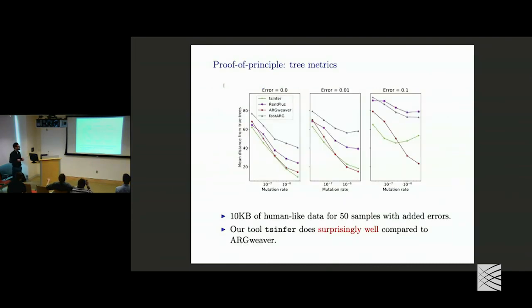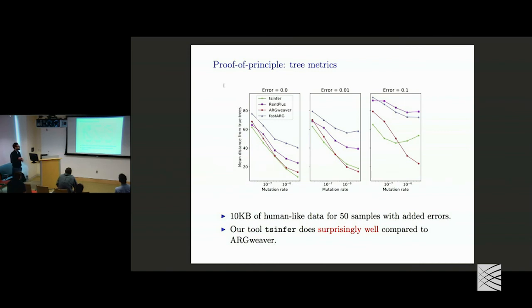So what we've done here is we've simulated a short chunk of human-like data for 50 samples, and we've done this for 3 different error rates. So no error, 1% error, where we take some of the mutations that we've thrown down, we flip them, we throw some errors down onto the data, and then a very large amount of error. And so what we see is that the general trend for all of the methods is that as we increase the mutation rate, the distance back to the true trees is trending down towards 0, as we'd expect, so that's all good.